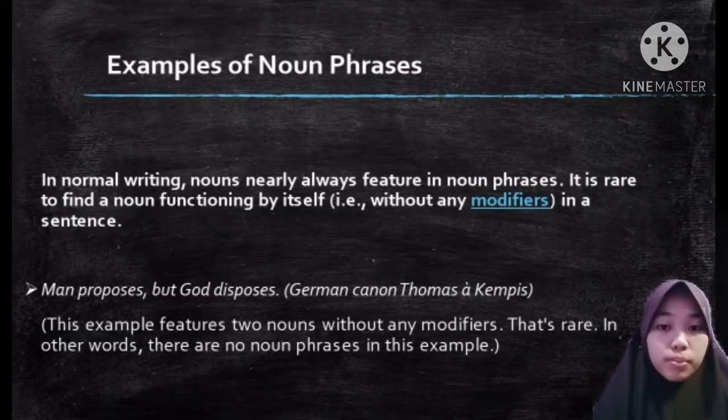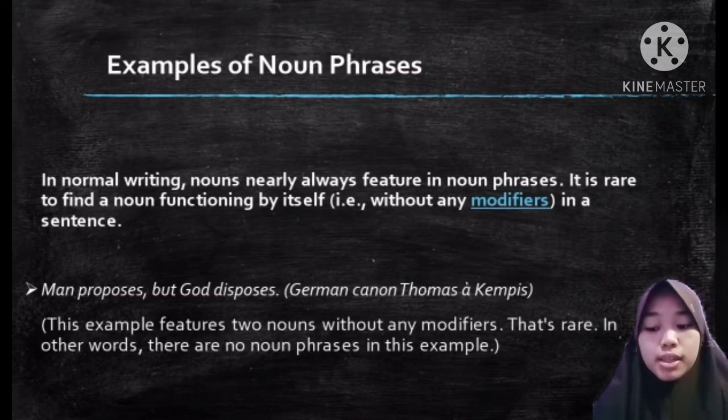Examples of noun phrases. In normal writing, nouns nearly always feature in noun phrases. It is rare to find a noun functioning by itself in a sentence. Man proposed but God disposed, German canon Thomas à Kempis. This example features two nouns without any modifier. That's rare. In other words, there are no noun phrases in this example.